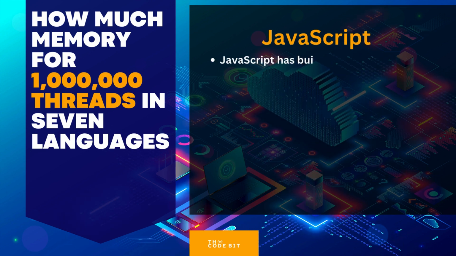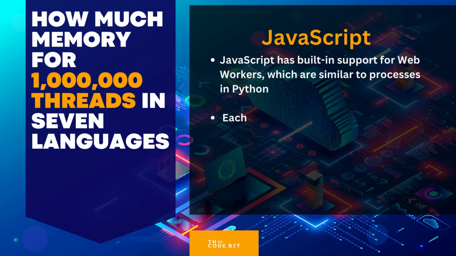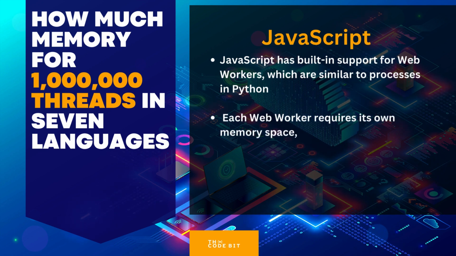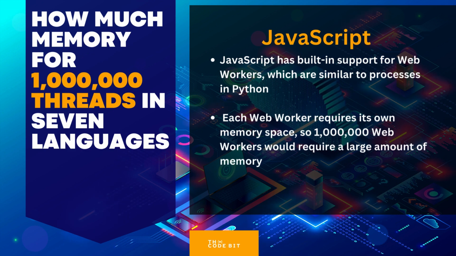JavaScript has built-in support for web workers, which are similar to processes in Python. Each web worker requires its own memory space, so 1 million web workers would require a large amount of memory.